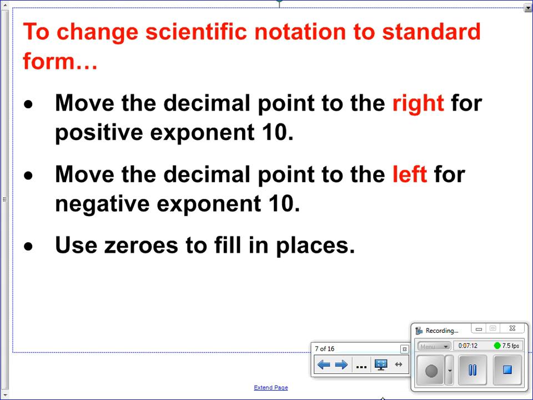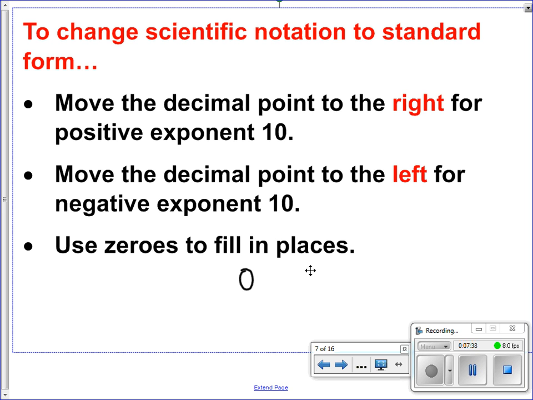Next, how do you deal with a problem where you have to change scientific notation to standard form? You're going to move your decimal point to the right if you have a positive exponent of 10, and move the decimal point to the left for a negative exponent of 10, and you can also use zeros to fill in the spaces. Something that I find really helpful is to use a number line. I'm going to draw it for you here.